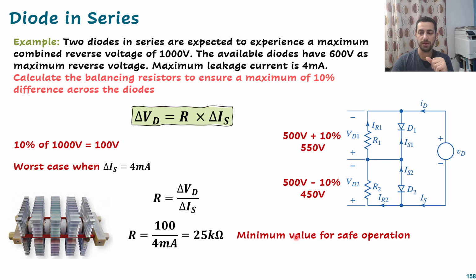If you choose maybe 50 kilo ohm, it will be good as well, and there will be less losses, because the losses across this resistor are 550 volt squared divided by R. V squared divided by R is the power losses. So by increasing R, you will also decrease the losses. So it's up to you as a designer.